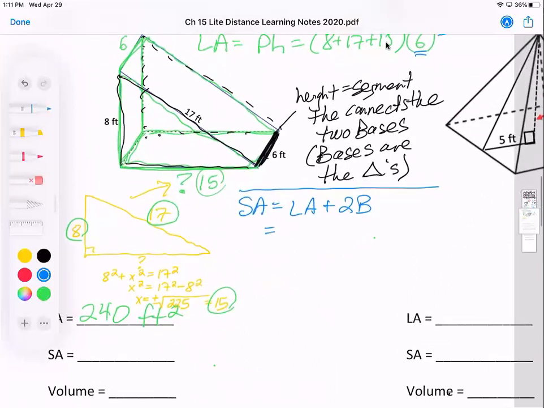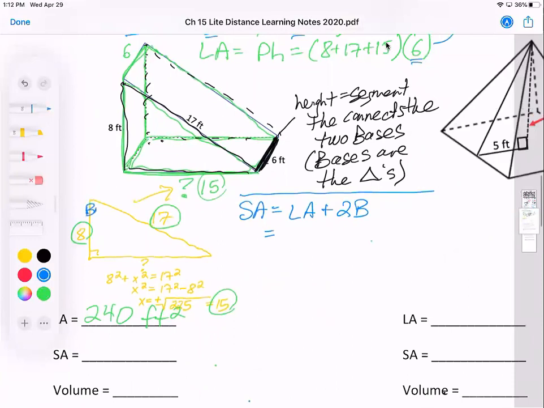So we'd have the area of the base, this right here is the base, the triangle. So the area of the triangle would be 1/2 the height of the triangle times the length of the triangle. So that would be 60, which is the area of the base.